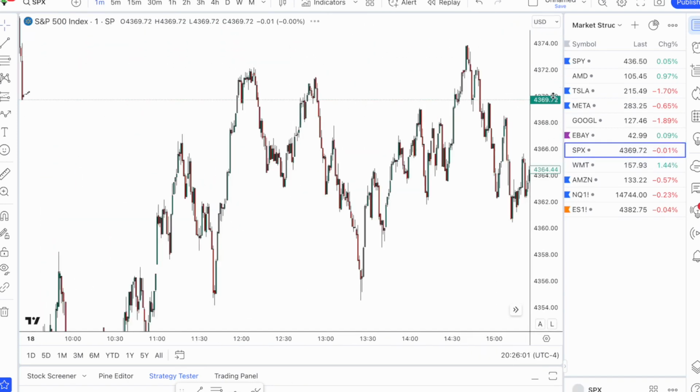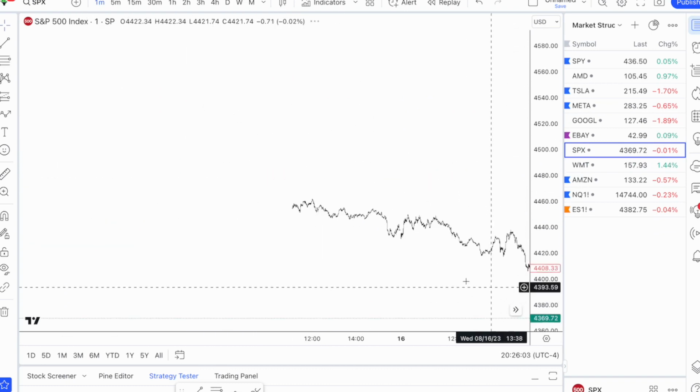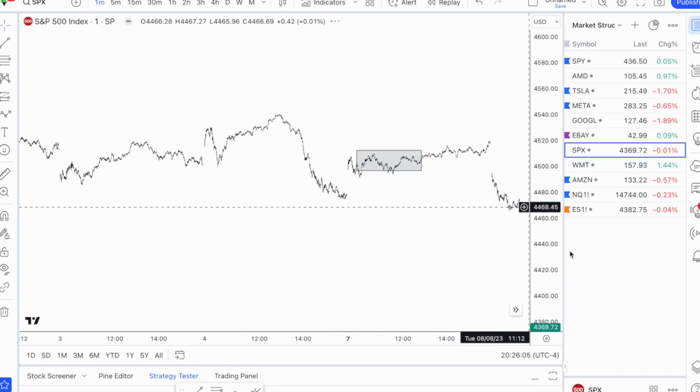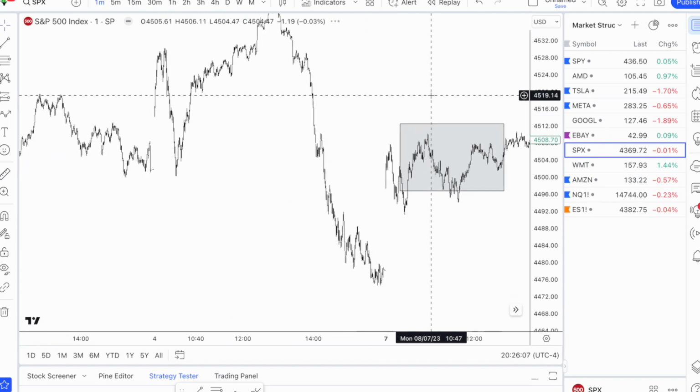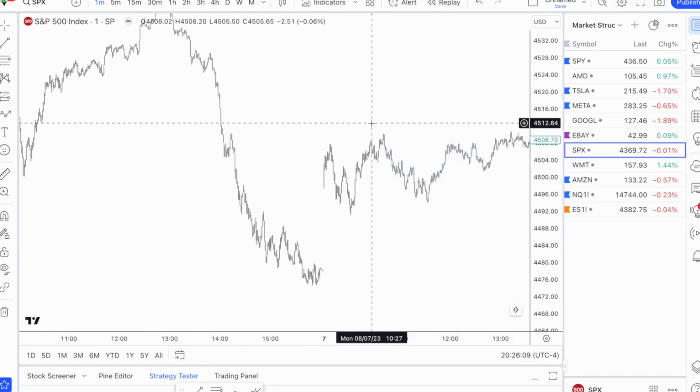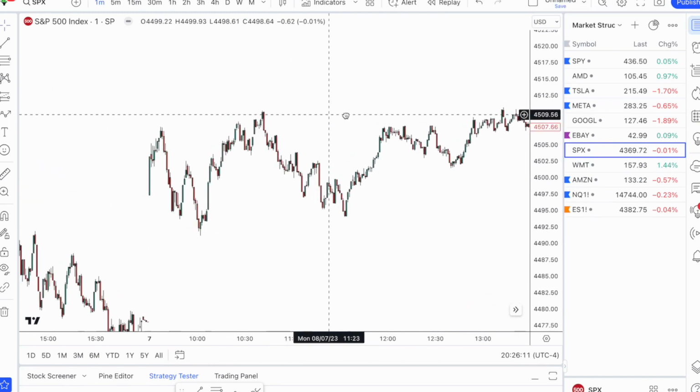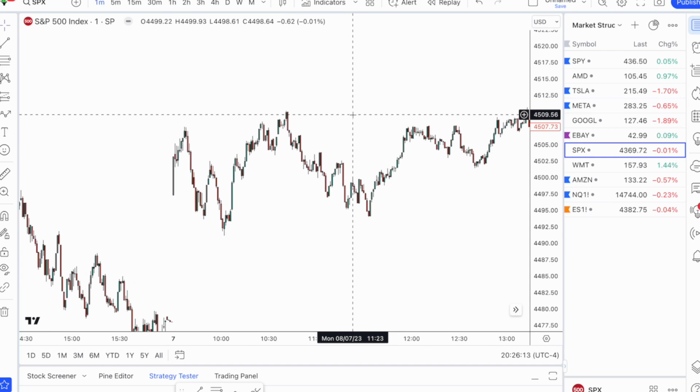Now, let me show you one more on SPX. If I can find it, it's over here. All right, this is another example. Simply looking at market structure, you can understand who's in control and what's going to happen.